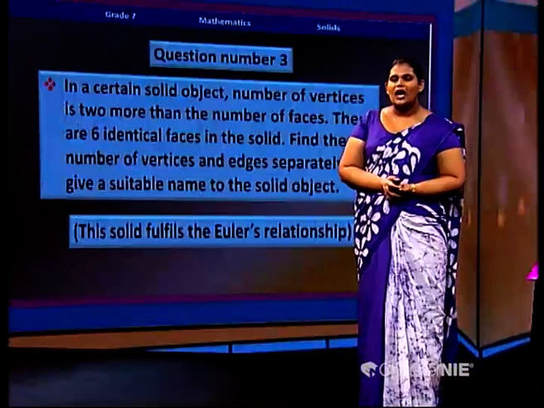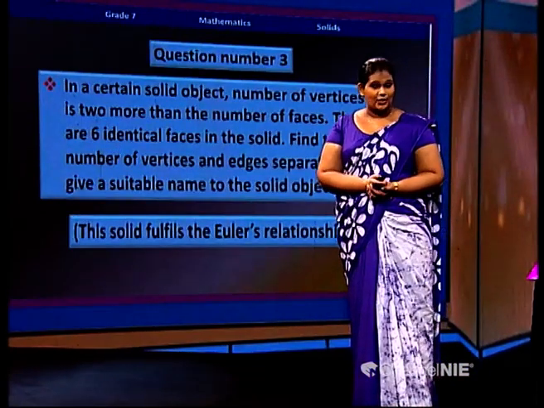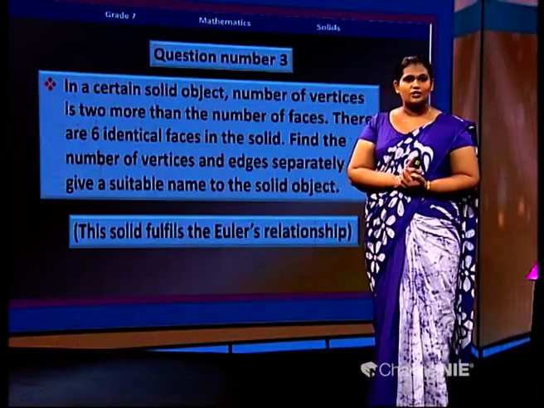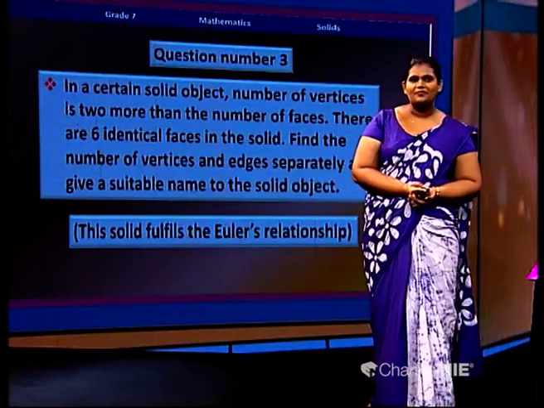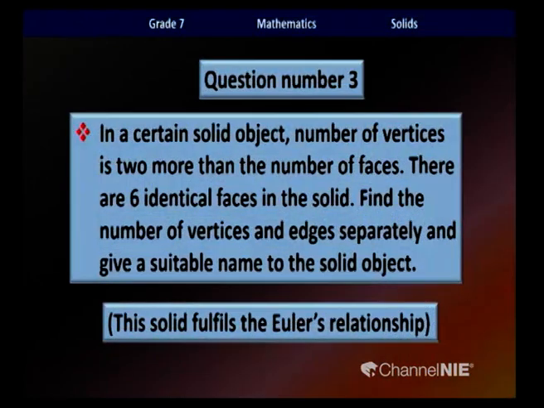I am sure that you have got the answer correctly. So, nice job. We will move on to the third question. In a certain solid object, the number of vertices is 2 more than the number of faces. There are 6 identical faces in the solid. Find the number of vertices and edges separately and give a suitable name to the solid object.